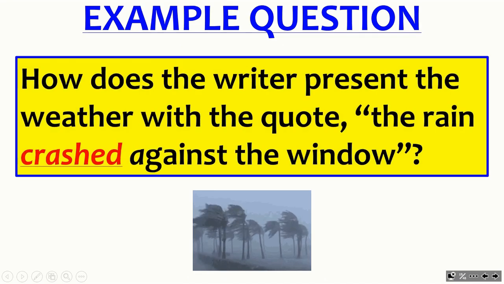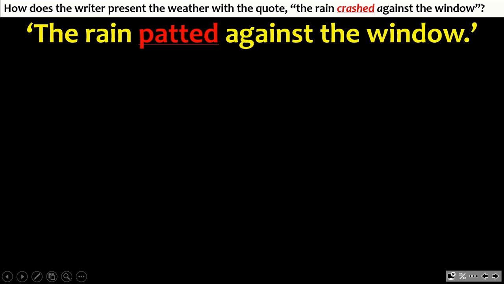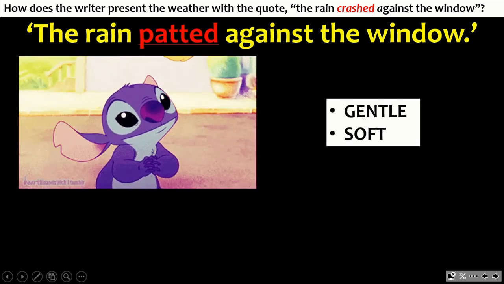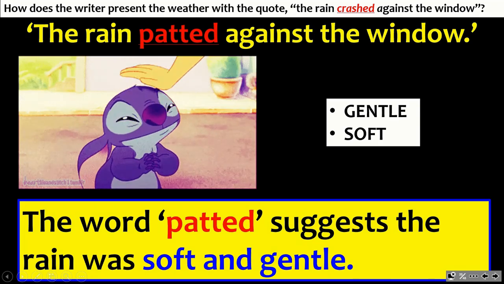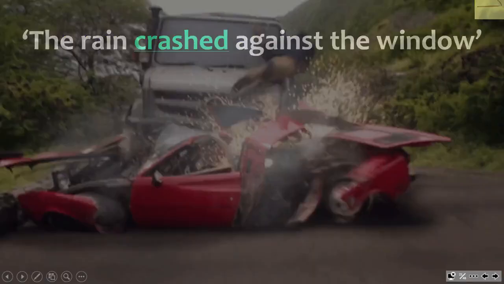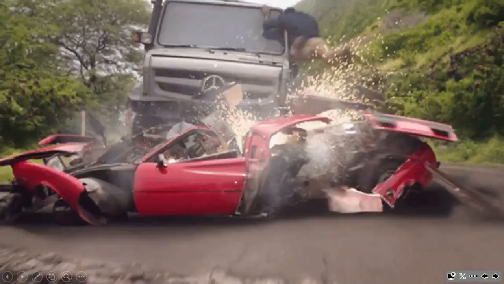If we look at another example question, how does the writer present the weather with the quote, "the rain crashed against the window"? Again, look at the verbs being used. If it was "the rain pattered against the window," what image do you get? Maybe soft, gentle, and your answer would be the word pattered suggests the rain was soft and gentle. But again, if it was crashed, which is what it's asked us to do, what image do you get? So you get power, violence, pain.